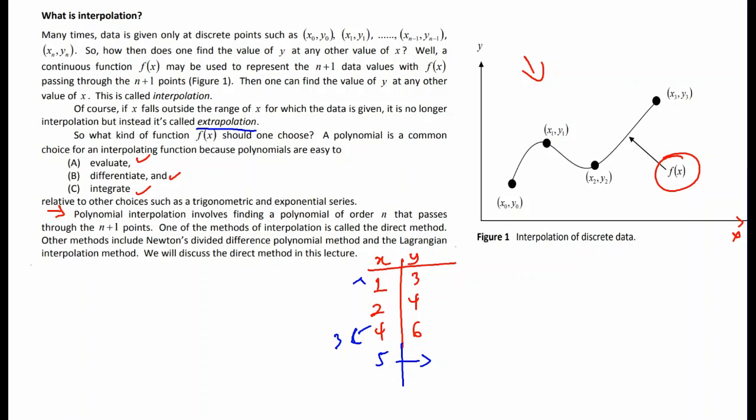Polynomial interpolation involves finding a polynomial of order n that passes through the n plus 1 data points. One of the methods of interpolation is called the direct method, and then we have two other methods known as Newton's divided difference polynomial method and the Lagrangian interpolation method. These are some ways that we can perform polynomial interpolation. But in this video I'm going to focus mainly on the direct method of interpolation. I'm going to explain what the direct method is, and then we solve two examples for us to better understand this. So let's go ahead.